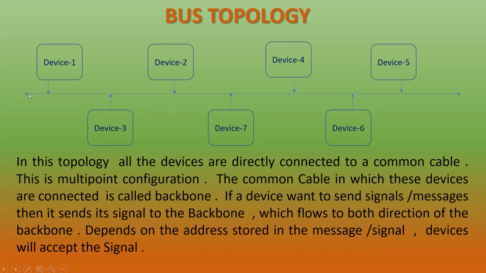If the message reaches here, the terminator will remove the message from the cable. See, device 6 wants to send a message, and it places an address inside that message. Each device will check whether the message contains its own address. If the address is not identified by any of these devices, it will normally reach here, the backbone.